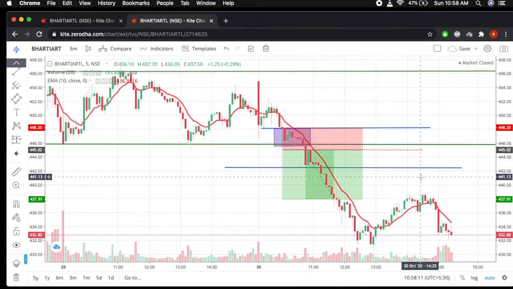And that was it. So this was the technical stuff I was looking at for making a sell position trade on Bharti Airtel.